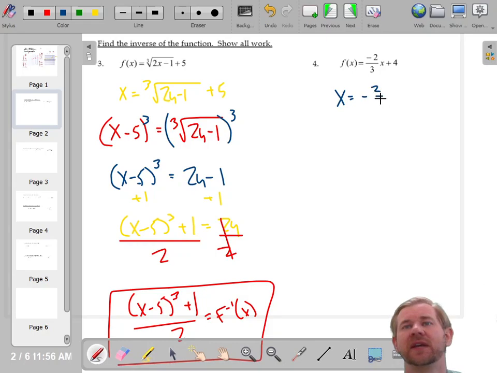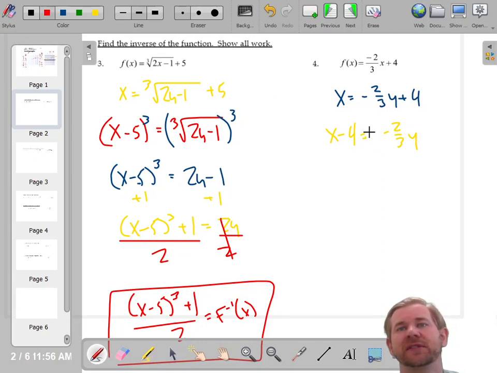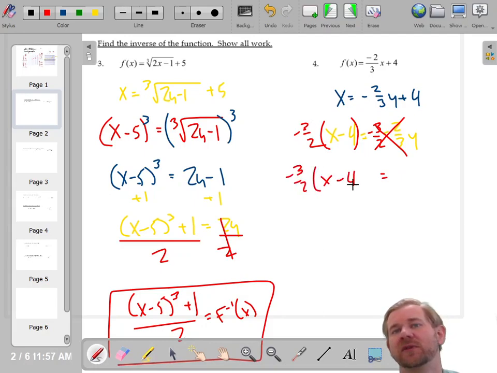So x equals negative 2/3 y plus 4. Subtract 4 on both sides. And now, to get rid of multiplying by negative 2/3, we're going to multiply by the reciprocal, which is negative 3/2. And we're going to do that on both sides. On the right side, that cancels out, and you get your y. On the left side, negative 3/2 times (x minus 4). You don't have to distribute. You can just leave it like that.